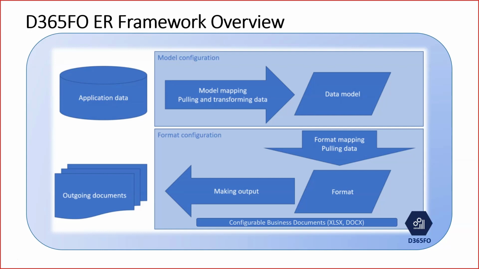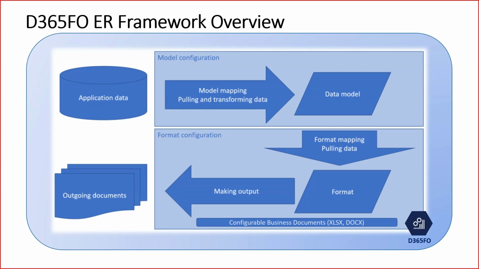Before we start with the live demo, let us take a look at the high-level data flow illustration of the electronic reporting framework. We will be focusing on the outgoing documents. As we can see, there are two main configurations. The first one is the model configuration. Here we are pulling and transforming the data from D365FO via model mapping to the data model.